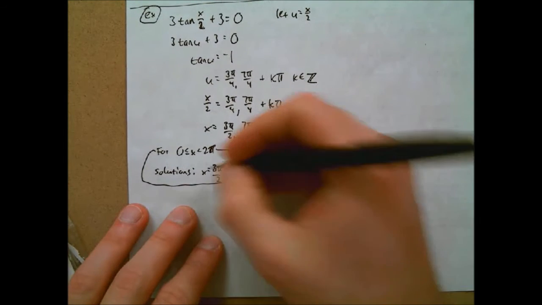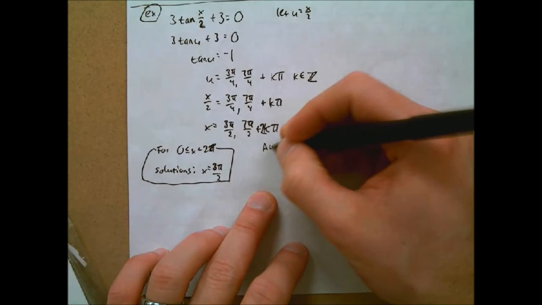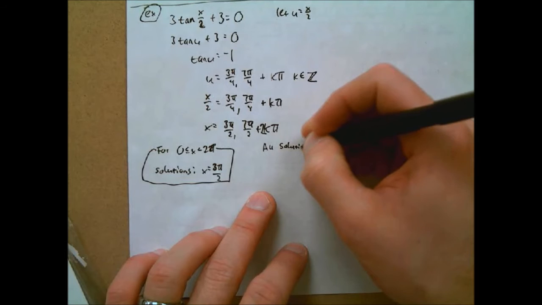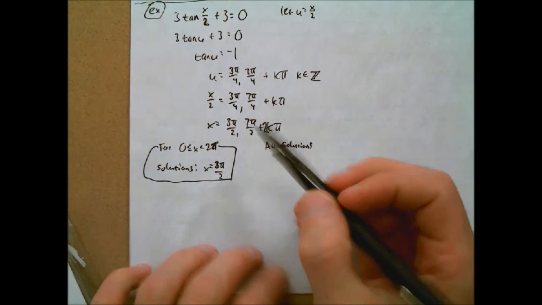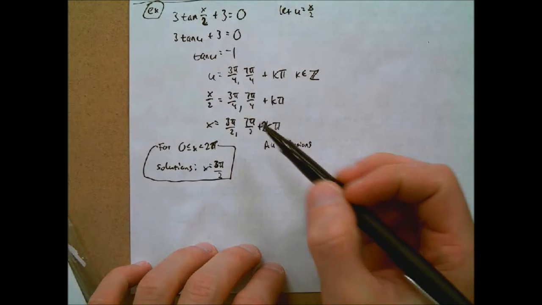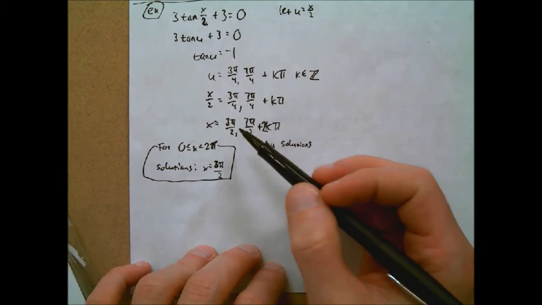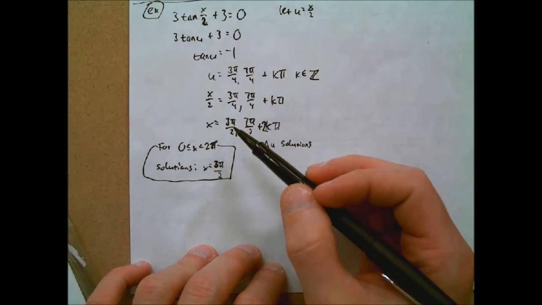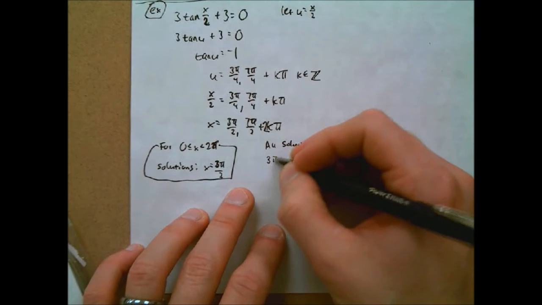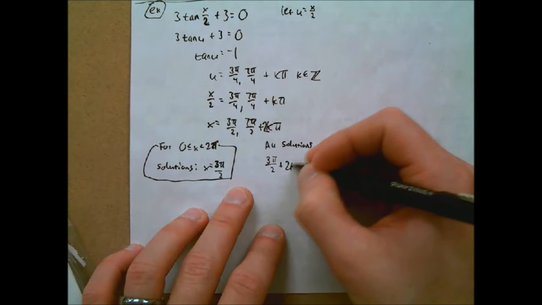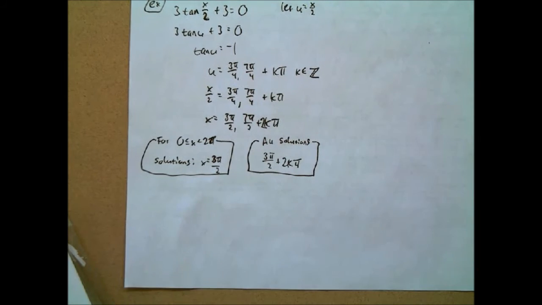Okay? But if we're looking for all solutions, how should we describe those? Well, we could say 3 pi over 2 plus 2k pi, 7 pi over 2 plus 2k pi, but that's redundant because 3 pi over 2 plus 2 pi is going to give you 7 pi over 2. So in other words, all we really need to say is 3 pi over 2 plus 2k pi. And that's sufficient. It covers the 7 pi over 2 as well.